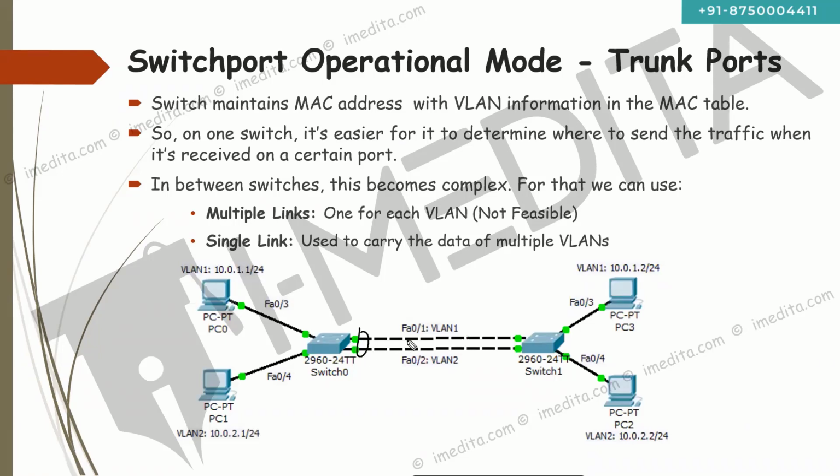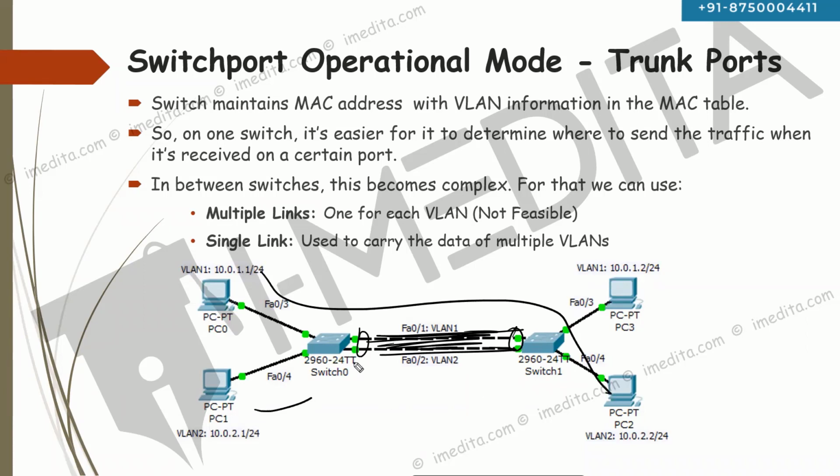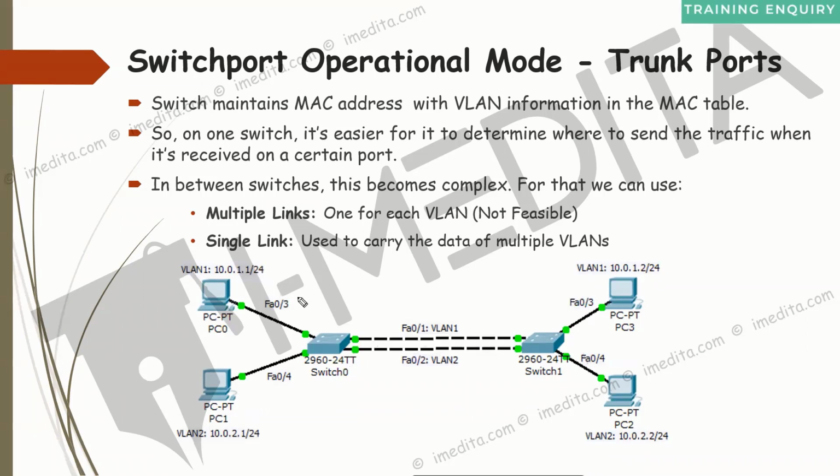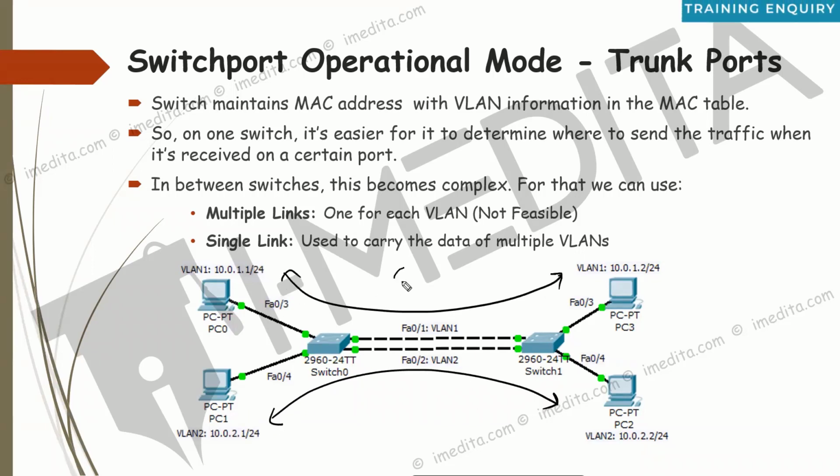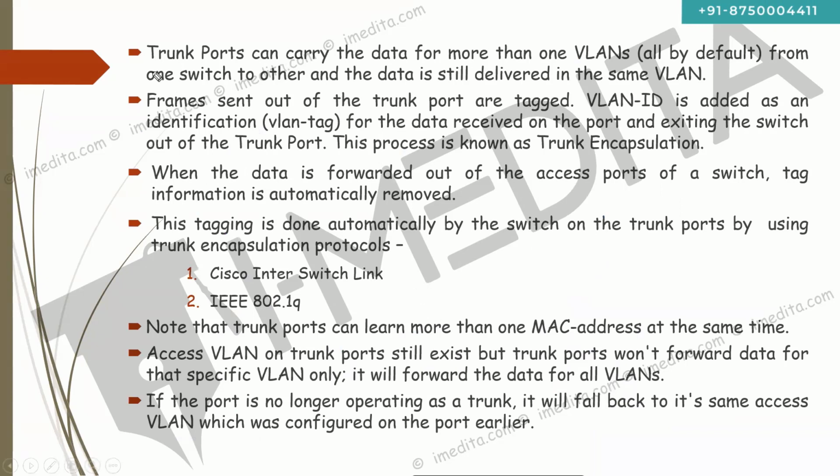Just because you have configured this link as a trunk link, it doesn't mean that the traffic will go from VLAN 10 to VLAN 20. No, the traffic will still go from VLAN 10 to 10, and the traffic will still go from VLAN 20 to 20. The communication will happen in the same VLAN only. So trunk ports can carry the data for more than one VLAN from one switch to another switch, and data is still delivered in the same VLAN.